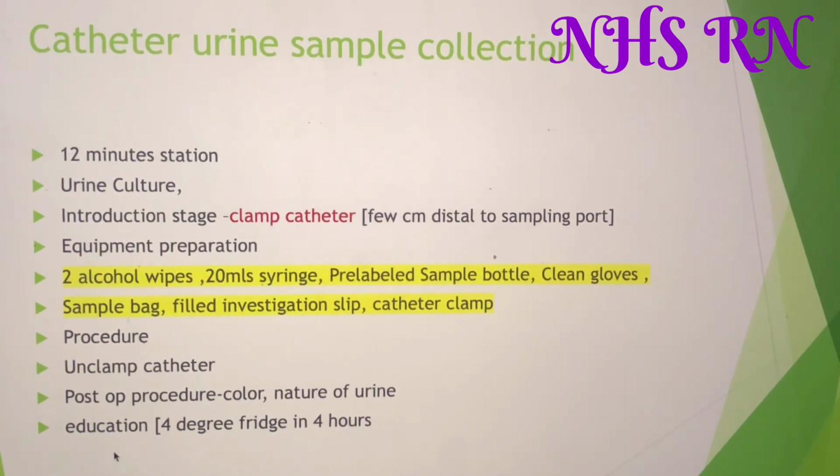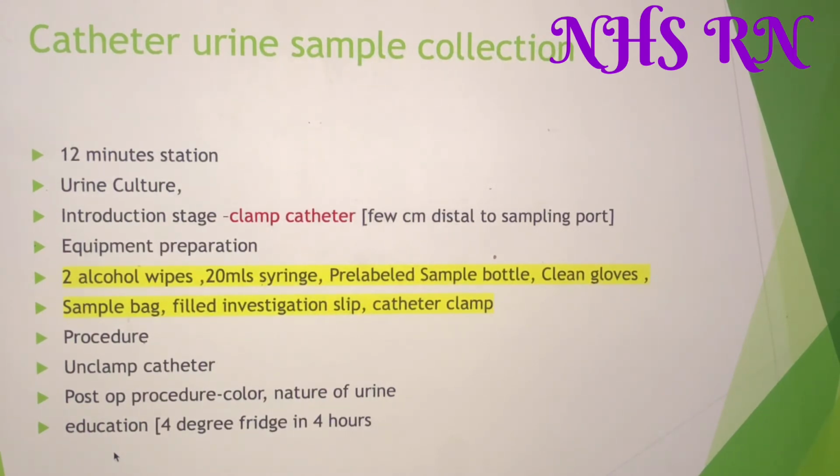So let's see the second skill station, catheter urine sample collection. It is a 12-minute station, mostly for urine culture. For the introduction stage, I have already made a separate video about how to do the introduction, which is very common for almost every station. Please watch the video. The most important thing in catheter urine sample collection is that you have to clamp the catheter a few centimeters distal to the sample port. You can do that in your introduction stage. That's the most important thing.